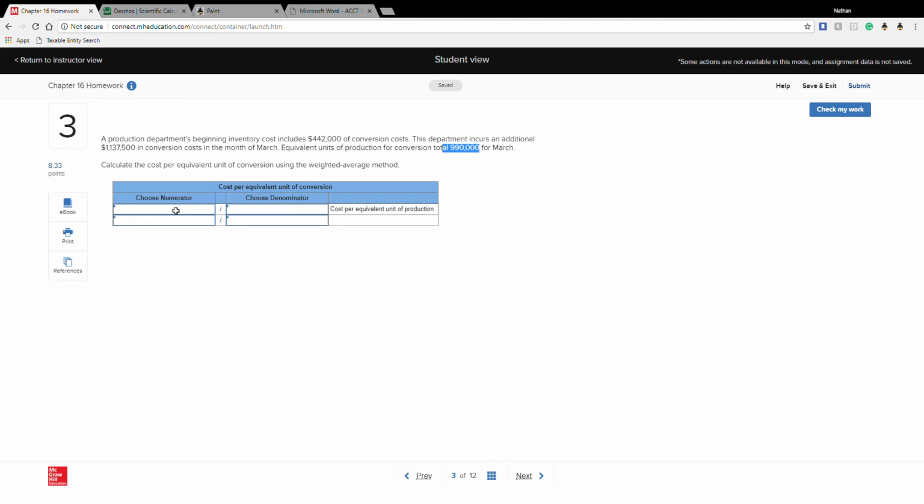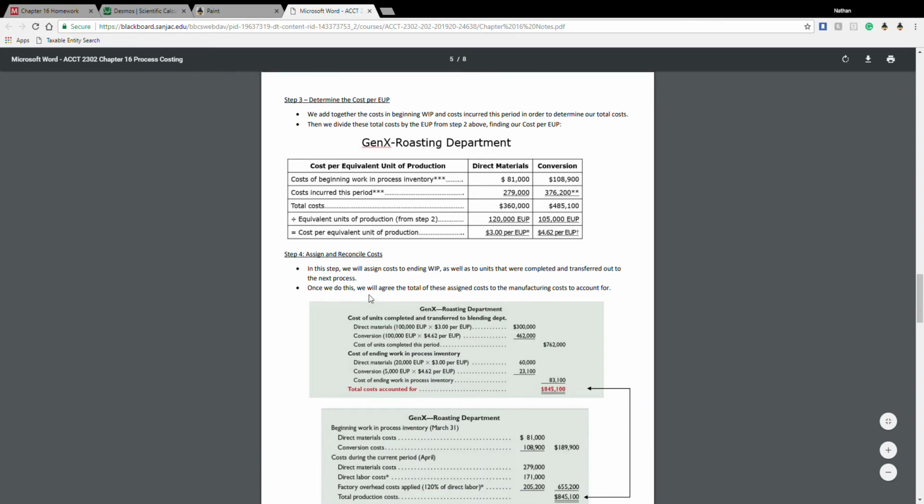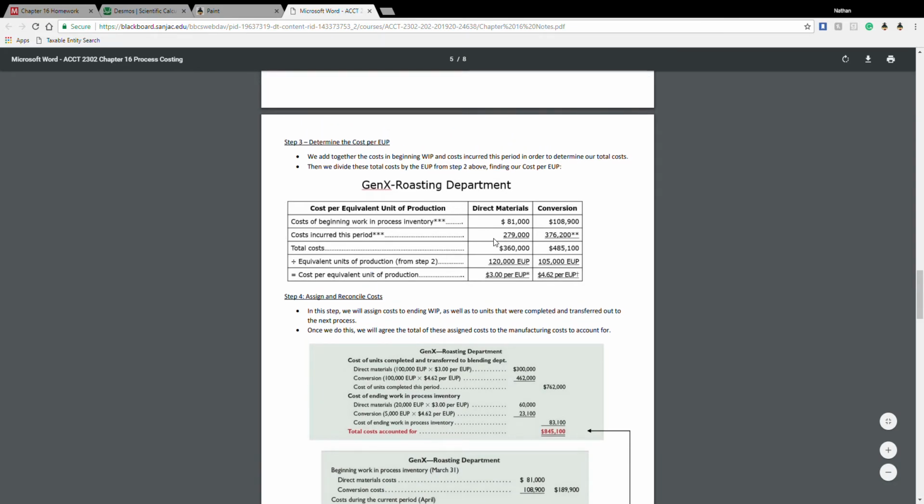The formula itself, again, is cost to be allocated divided by equivalent units of production. Now with that, remember, you have to know these formulas. These formulas are on rock. Again, this is step 3. So cost incurred divided by equivalent units of production.